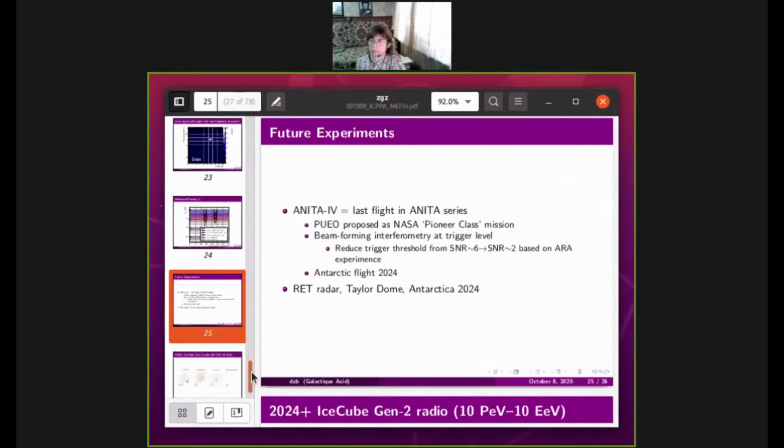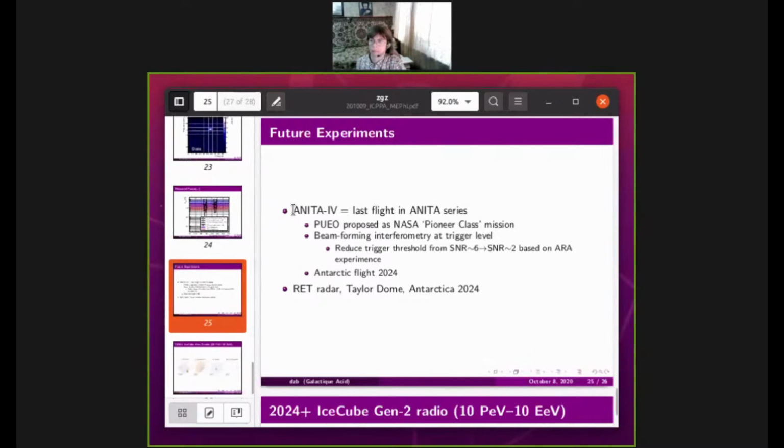Okay, so future experiments. ANITA 4, the ANITA series is done. There's just been a proposal submitted actually yesterday for the next generation of the synoptic balloon-borne strategy that's called PUEO. And that will reduce the trigger threshold from an SNR of 6 to SNR of 2. We expect an Antarctic flight of 2024. And again, I just mentioned the radar experiment, Taylor Dome, in 2024.